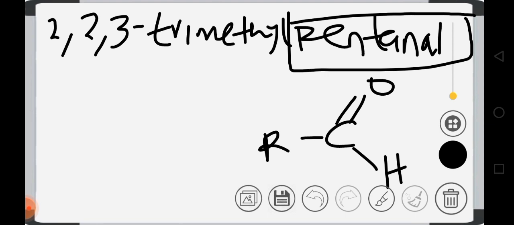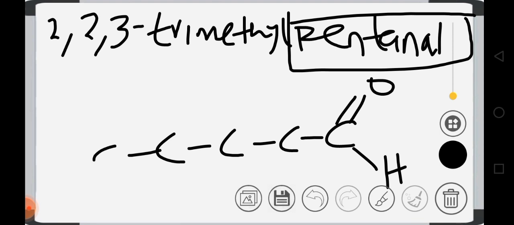So for this pentanal now, we are going to have 5 carbon atoms. So we are going to have 1, 2, 3, 4, 5. Then if you want to start counting, you start from this end where you have the functional group. Use 1, 2, 3, 4, 5.